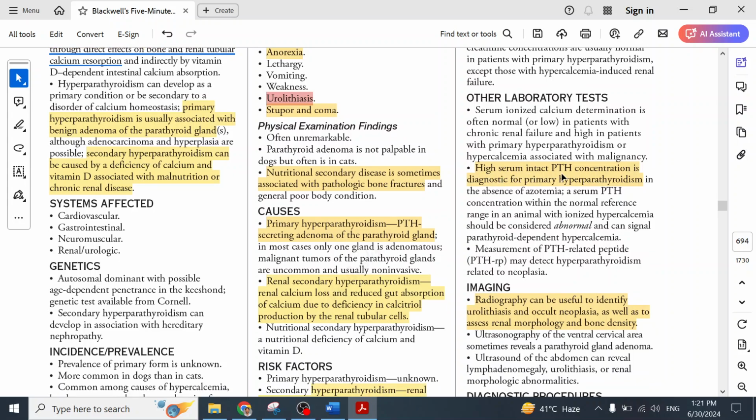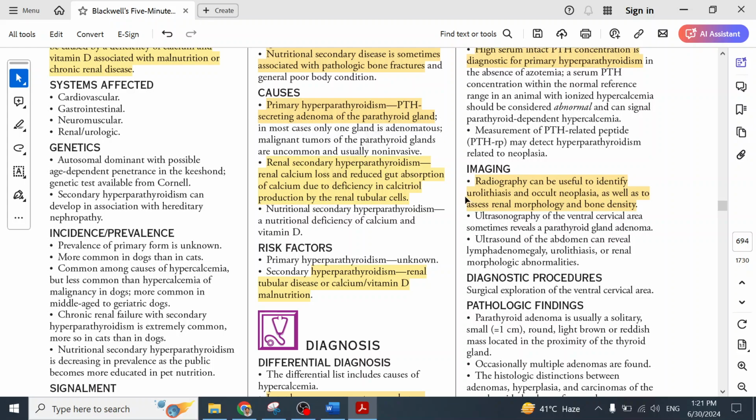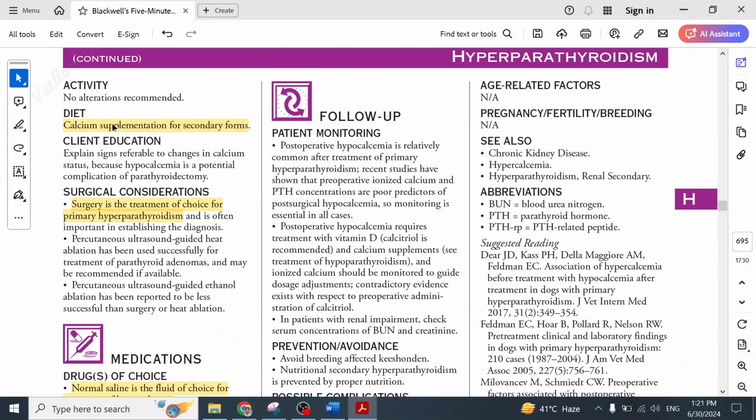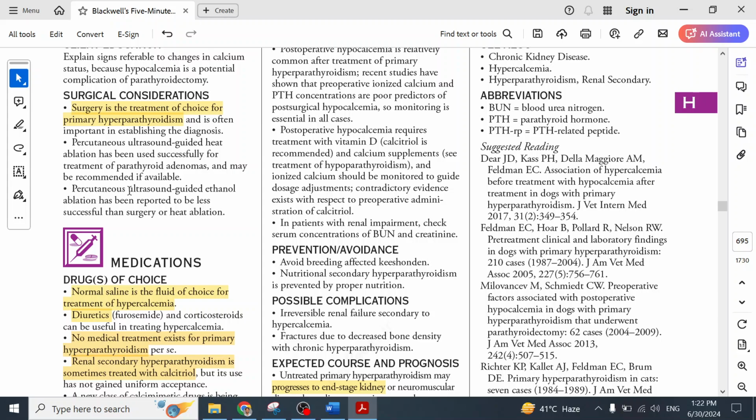Then high serum intact PTH concentration is diagnostic for primary hyperparathyroidism. Primary hyperparathyroidism is not common, but you can see it rarely and it is diagnosed by the high serum intact parathyroid hormone. Imaging: radiography can be useful to identify urolithiasis and occult neoplasia, as well as to assess renal morphology and bone density. You can do radiography to check for neoplasia or any bone density change. If we talk about treatment, then calcium supplementation for the secondary form, and surgery is recommended for removal of the adenoma from the parathyroid gland to resolve primary hyperparathyroidism.